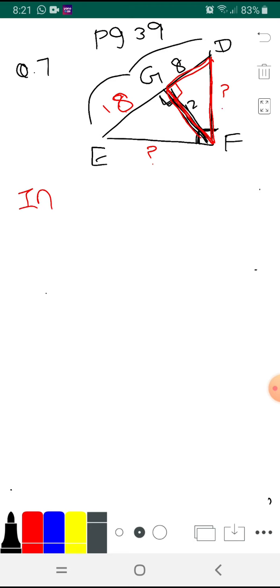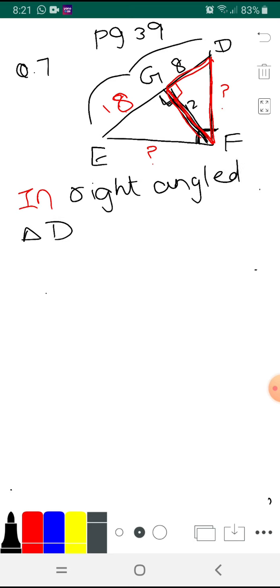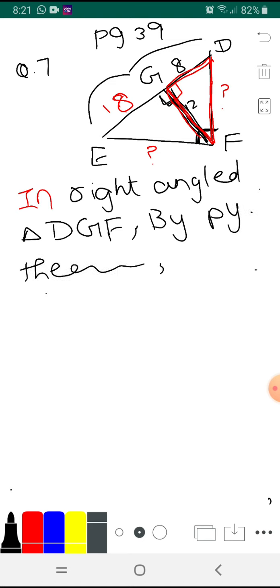First we will write, it's a right angle triangle, no? In right angled triangle DGF, I am going to apply the Pythagoras theorem. Write in full form, children. In the Pythagoras theorem, what the theorem says, hypotenuse square, which is the hypotenuse here, DF square is equal to DG square plus GF square.